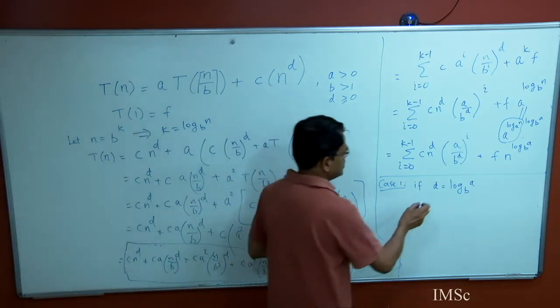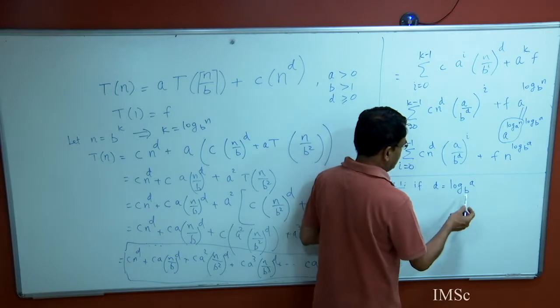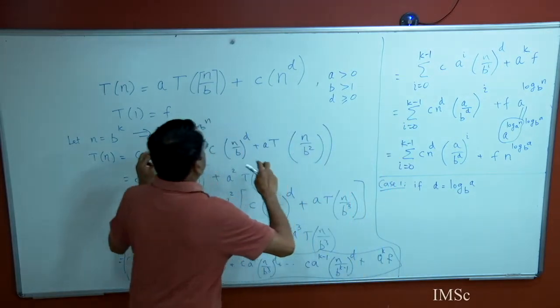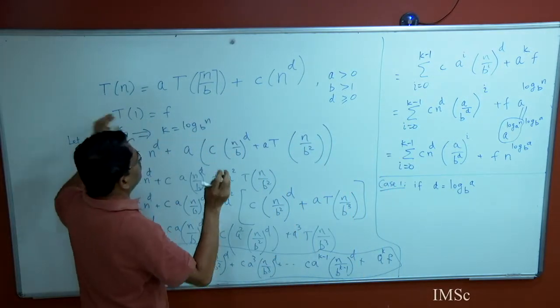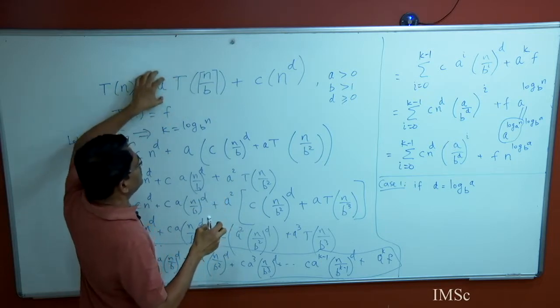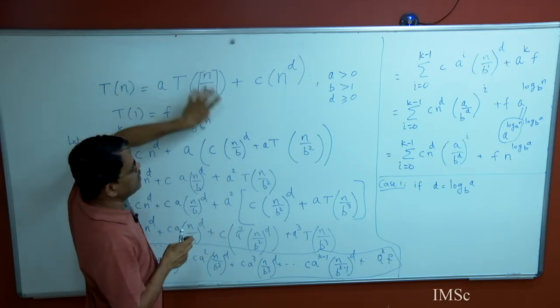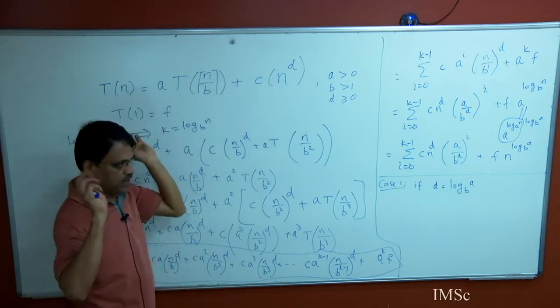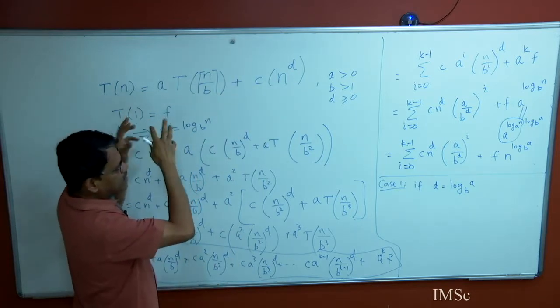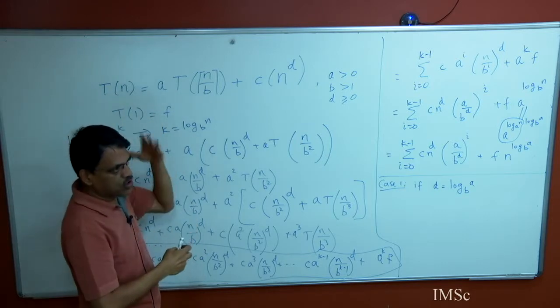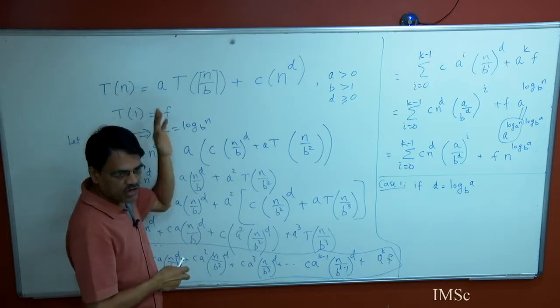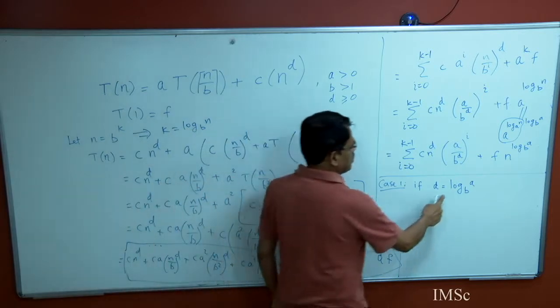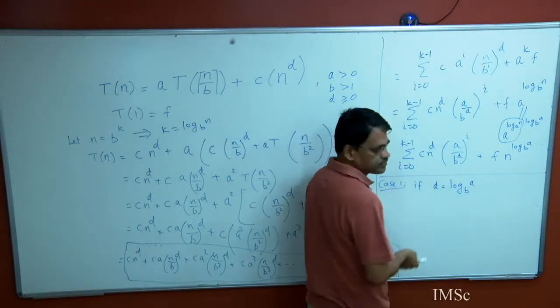So if d is equal to log a to the base b, so you have an arbitrary problem. I have divided the problem into a subproblems, each of size n by b, and then I have combined it using n power d times. Okay, that's how we have done. We'll come back and see how we did for merge sort or binary search, and all of this will fall into this. Okay, so if d is equal to log a to the base b, what does that mean?